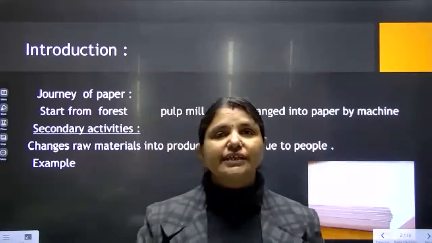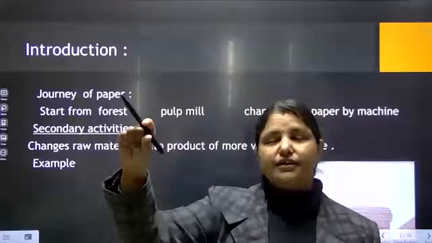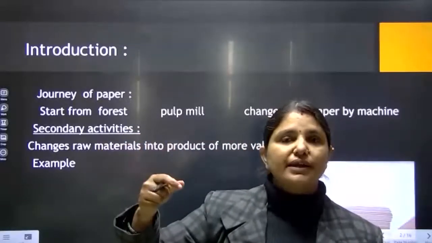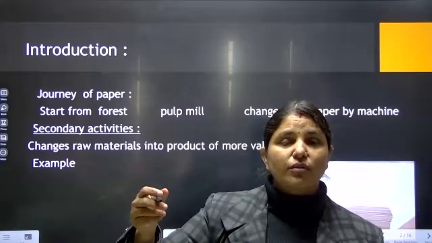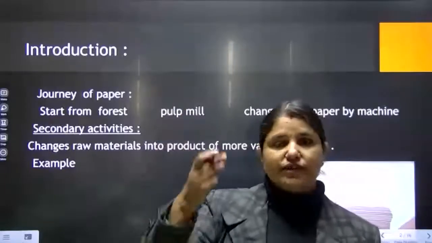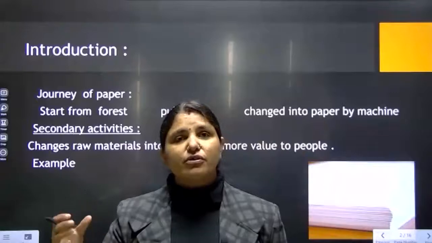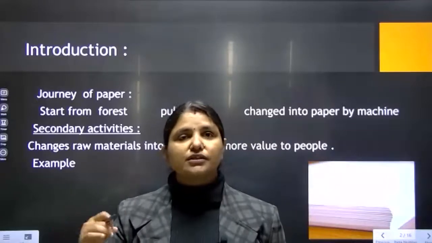As you see, in a Hindi notebook, only 2 lines are there. In an English notebook, 4 lines are there. A Maths notebook is completely blank. In Science or practical notebooks, one side has lines and one side is completely blank. And after that, they do the binding of that. They put the cover on.